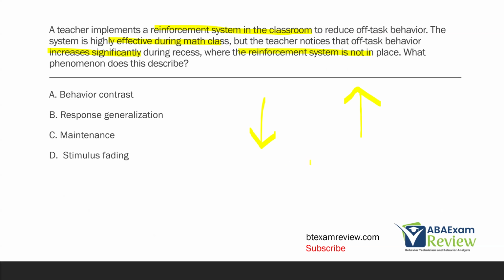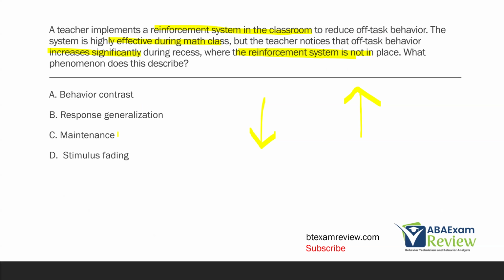And we have two separate reinforcement schedules. So what's occurring here? Well, A, behavior contrast. The behavior in one environment is contrasting the behavior in the other environment, and it's likely due to the reinforcement system not being consistent. B, response generalization. Are we demonstrating any generalization of responses here?